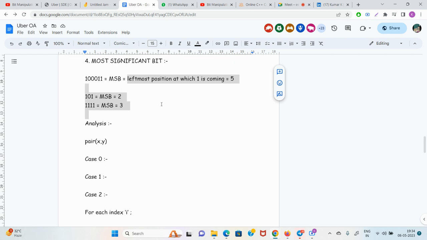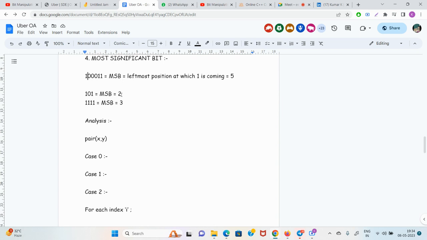So the most significant bit concept is clear. What is the meaning of most significant bit? The meaning is the leftmost position at which the one is coming. Okay. So for this, the leftmost position was 0, 1, 2, 3, 4, 5. Okay. So at the fifth position, one was coming. Similarly, for this, the MSB is 2. For this, the MSB is 3.